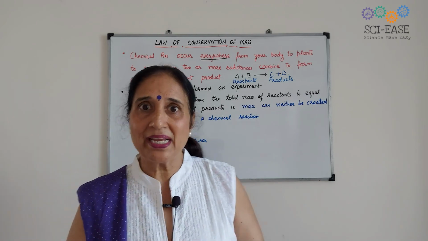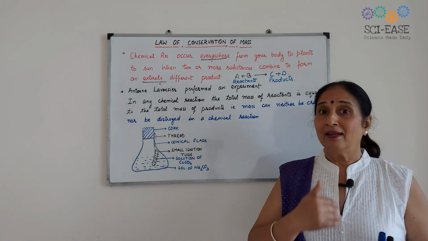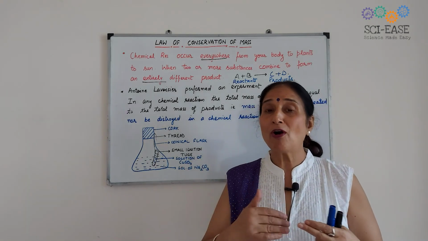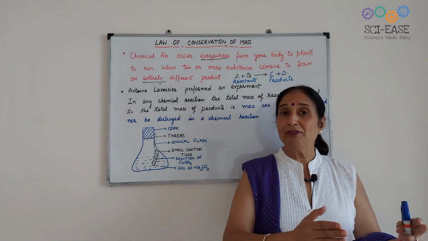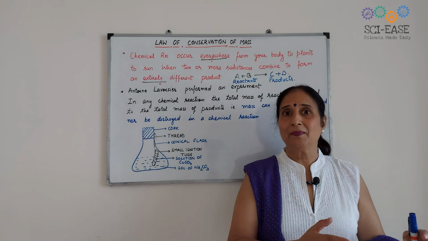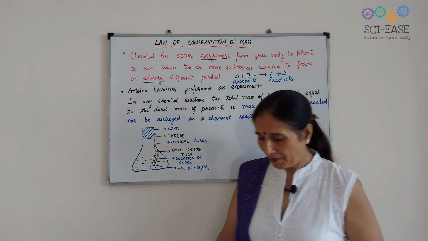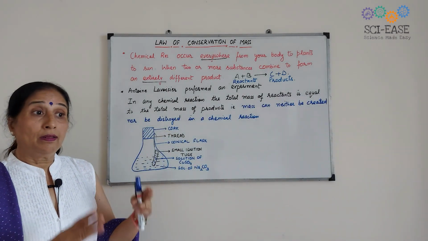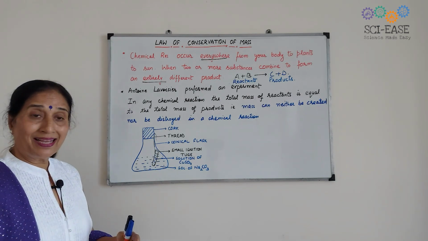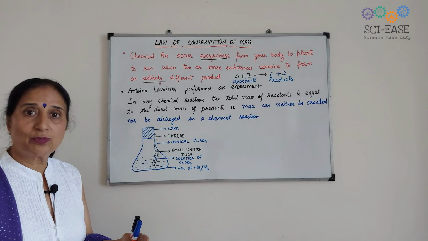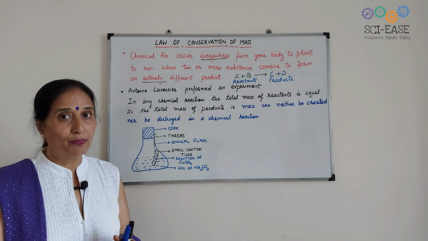So the term chemical reaction must be clear to all of you, because now we will perform certain experiments which were performed by Lavoisier, and there the chemical reaction takes place. So, Lavoisier, Antoine Lavoisier, was a scientist. He performed an experiment, and this experiment is given in your NCERT book.